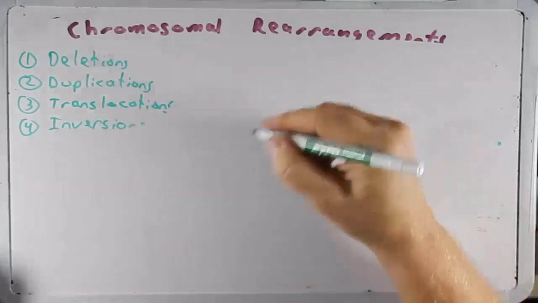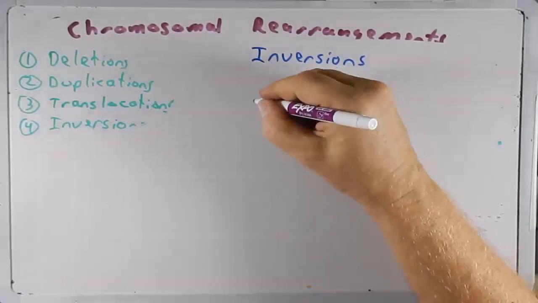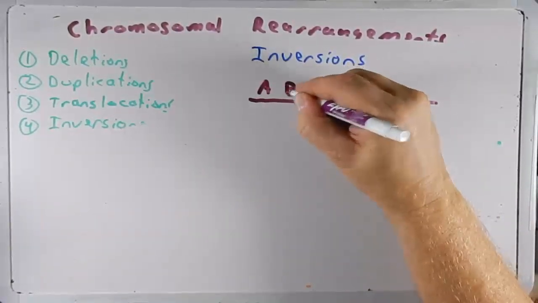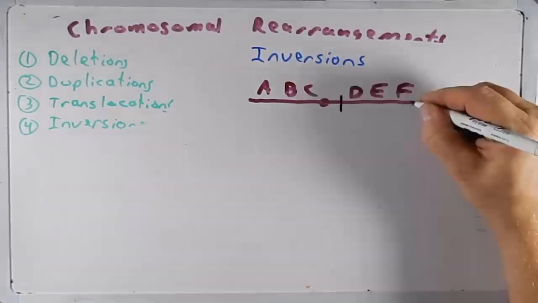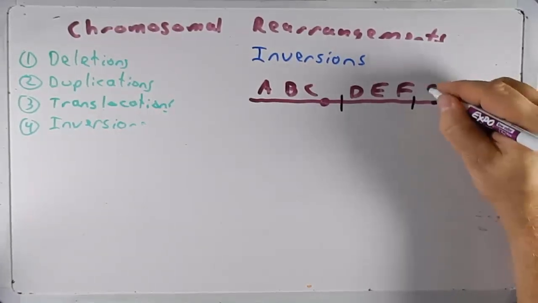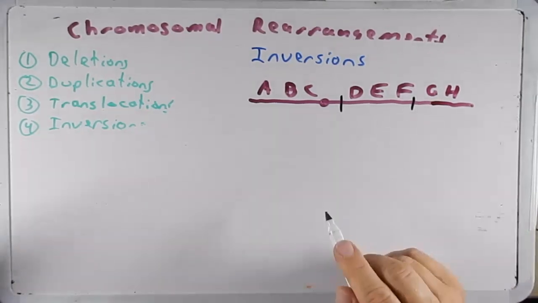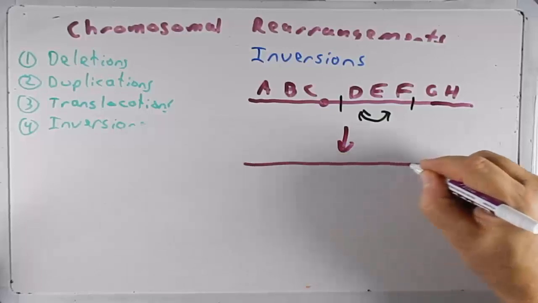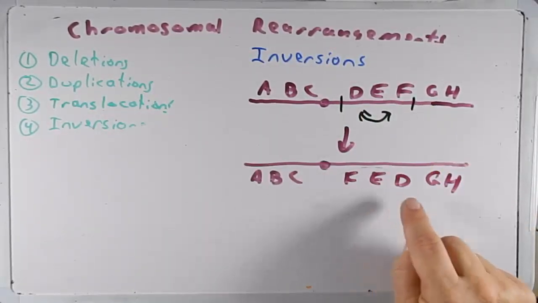Now let's talk about this last one here, inversions. Inversions are when you have your chromosome here, and for this case I'm just going to draw one of them, A, B, C, D, E, F. An inversion occurs when part of the chromosome is cut on both ends. In fact, let's add a couple genes here, G and H. So it's cut on this end, in this case between D, E, and F, and then it's flipped. So you end up with a chromosome that looks like this, where DEF has been flipped to FED.